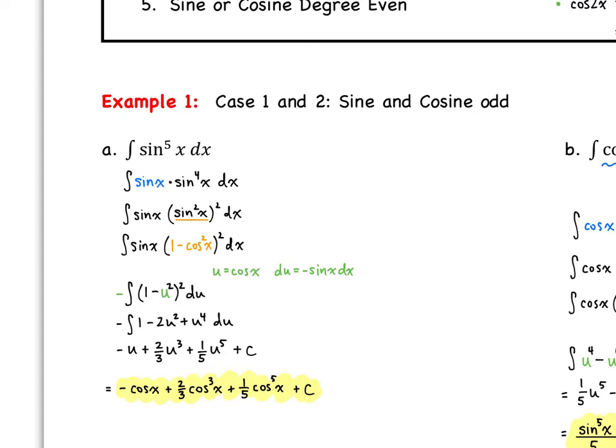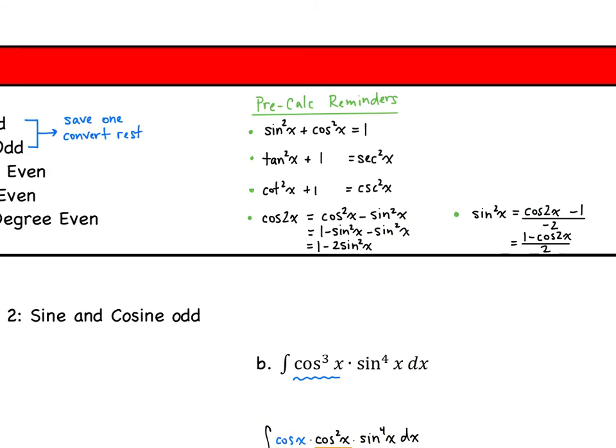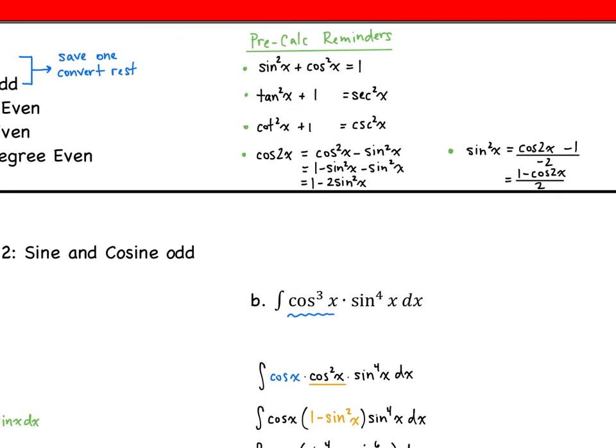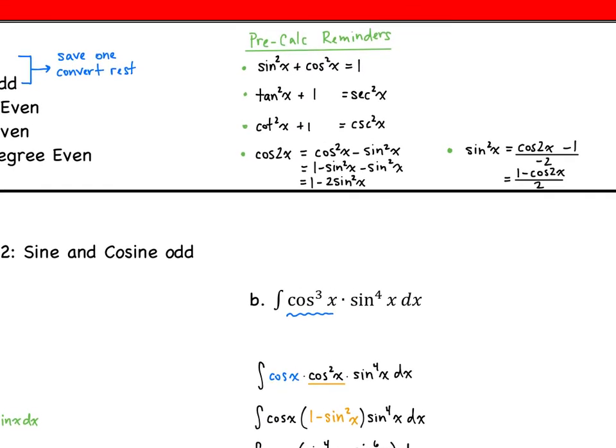Let's try the next example. This time I have cosine and sine, but a straight U substitution right here isn't necessarily going to work either. So we zoom in on the fact that cosine has an odd degree. Whichever function has an odd degree, that's where I'm going to change it. I'm going to take a cosine out, and we're going to be left with cosine times cosine squared. Now remember, what we have left is what we're going to convert.